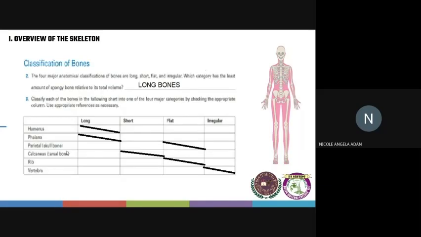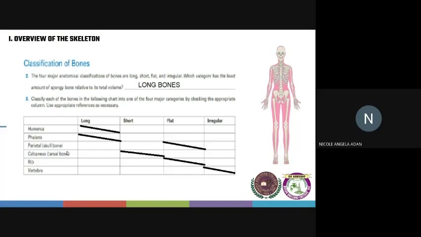Number 2, classifications of bones. The four anatomical classifications of bones are long, short, flat, and irregular. Which category has the least amount of spongy bone relative to its volume? Our answer is long bones, because long bones are more compact than spongy bone.